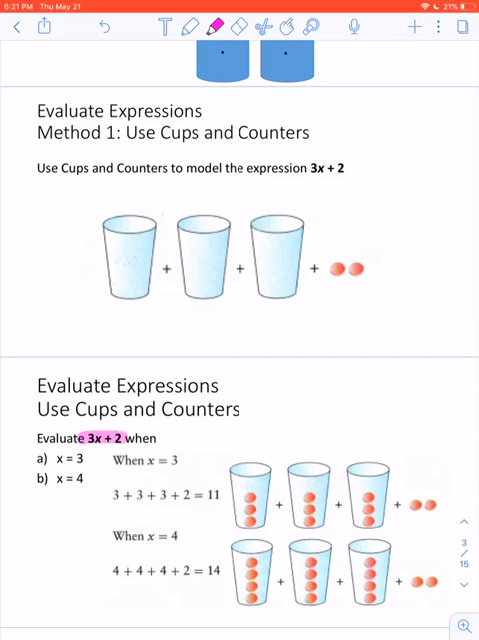Evaluate 3x plus 2, that's the same expression up here, when x is 3. So the cool thing about this is all you have to do is now plug that into the value. So we have 3x plus 2.